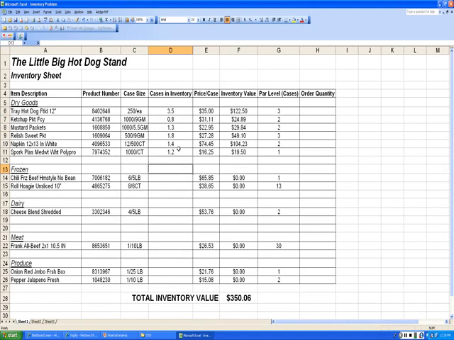Now I'm going to go into my freezer. So I go in my freezer, and I see my hoagie rolls. We have 9. Chili, I have 0.5.